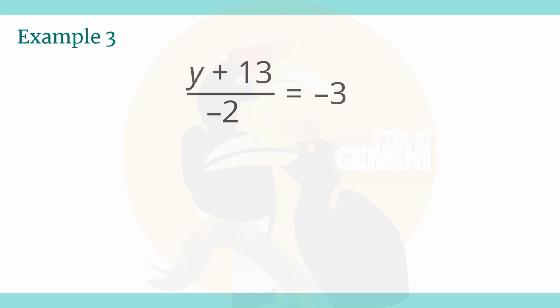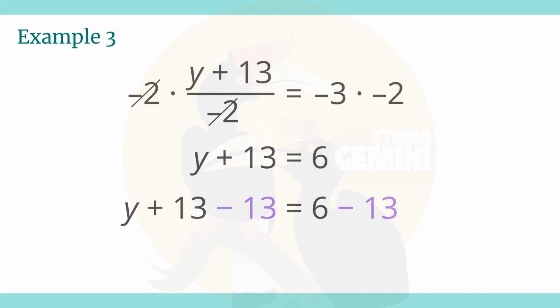For example 3, we're given y plus 13 over negative 2 is equal to negative 3. The variable we are trying to isolate, y, is in the numerator of the fraction here. The entire expression y plus 13 is being divided by negative 2. So we'll multiply both sides by negative 2 to get rid of this. After simplifying both sides, we can see we were able to isolate the expression y plus 13. Now to isolate y, we'll need to subtract 13 from both sides. On the left, the 13's cancel out, and on the right, we're left with negative 7. So our final answer is y equals negative 7.